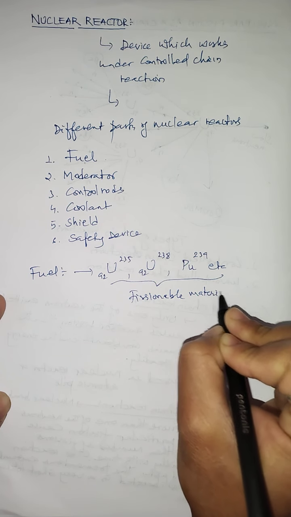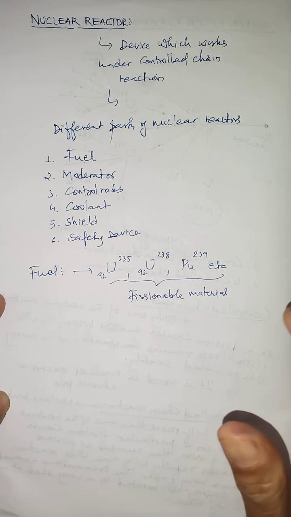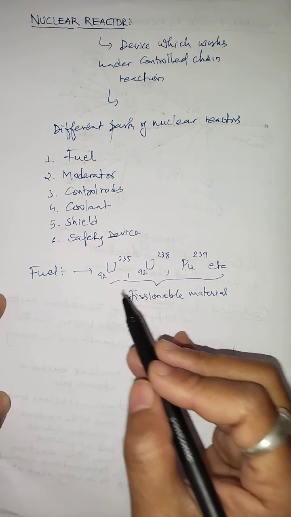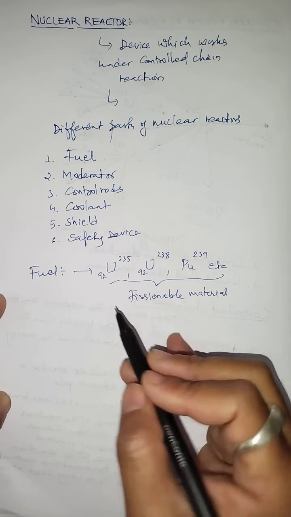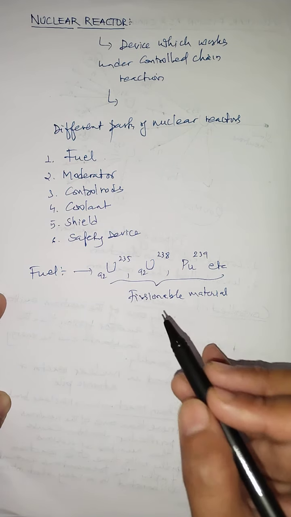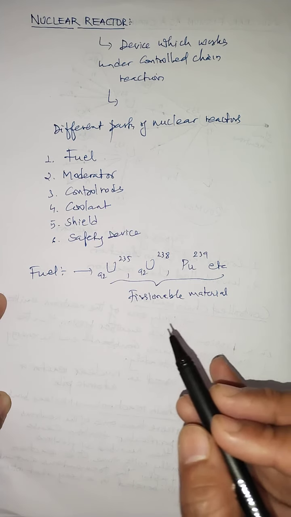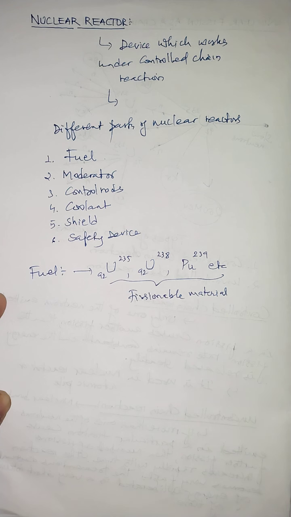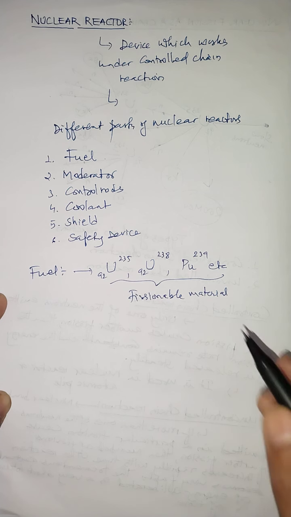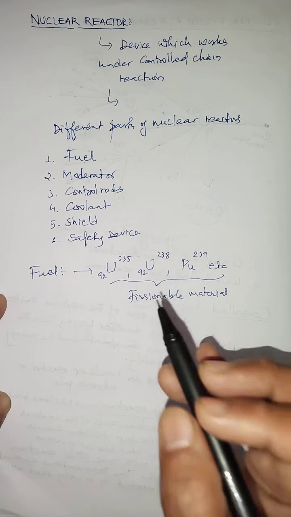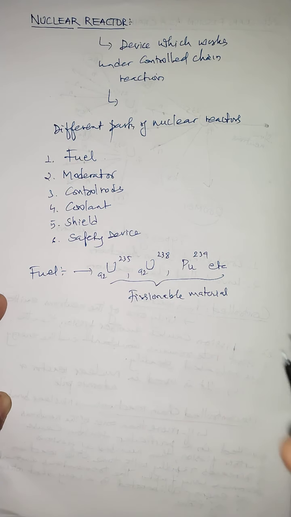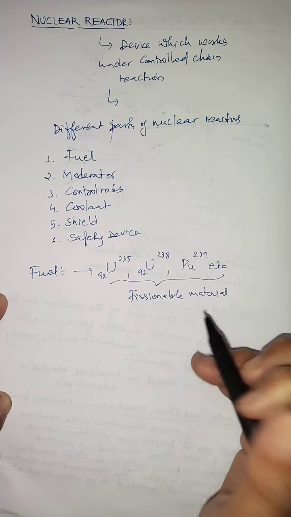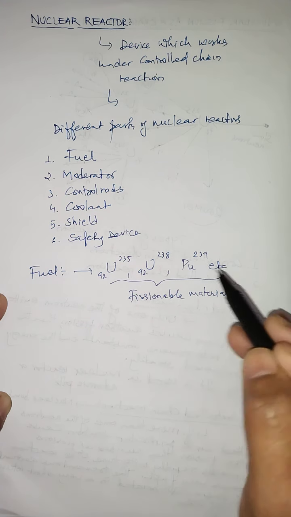Fissionable material means the material which is used to fission, to split into lighter nuclei. This fissionable material is used as fuel, and it plays a very important role in the operation of a nuclear reactor. Without this fissionable material, the nuclear reactor is incomplete, because a nuclear reactor works under controlled chain reaction, which means a fission reaction.